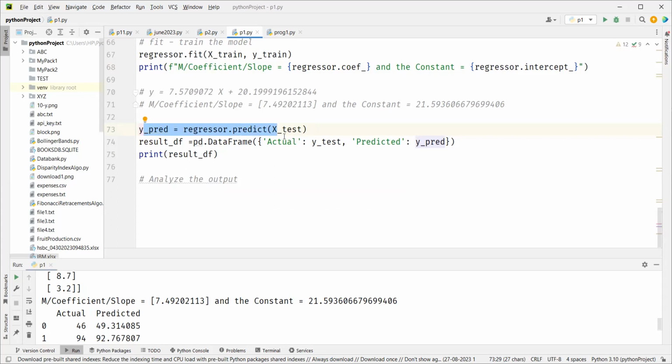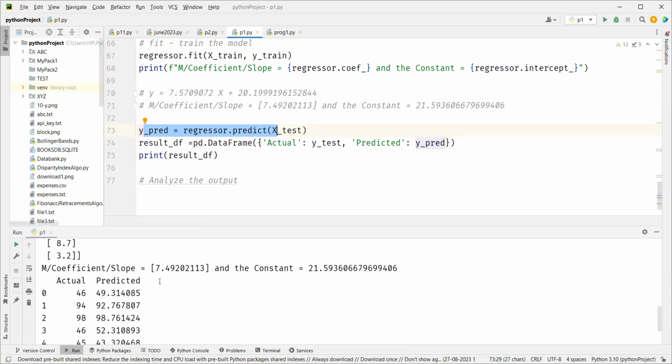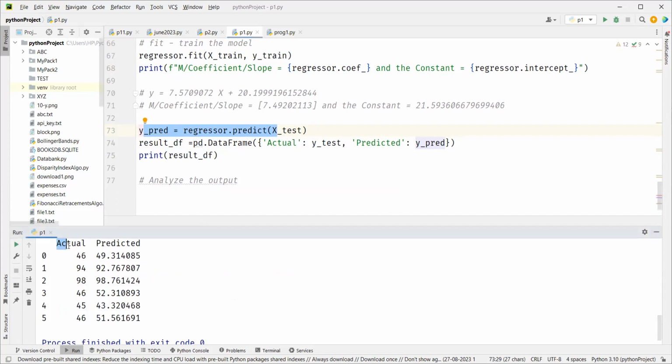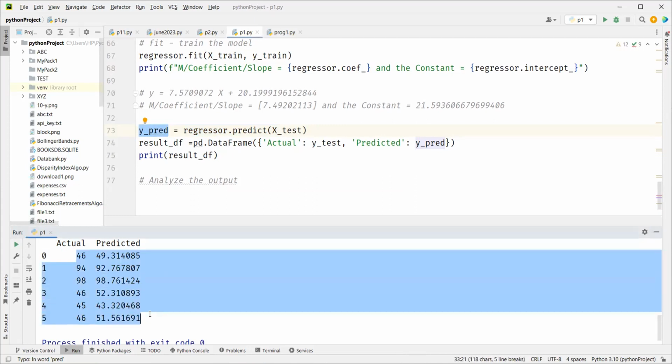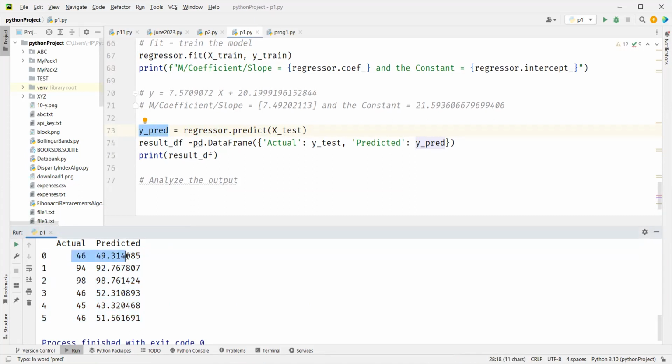Now we want to compare how well it has predicted, right? And this is what we did in the last session. We compared the actual value which we had in y_test versus the y_pred that we calculated here, and you can see the output here. This is how well we predicted the values, and you can calculate this for each of these.